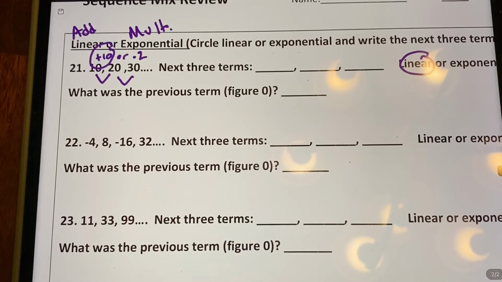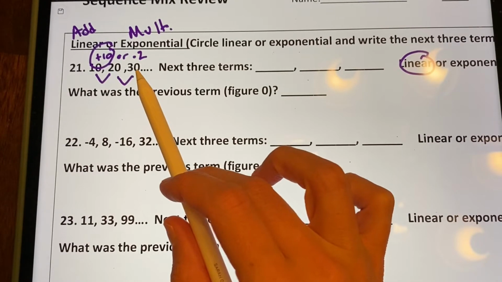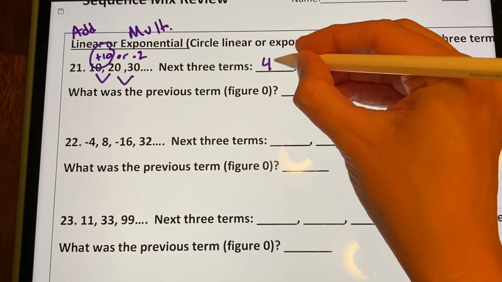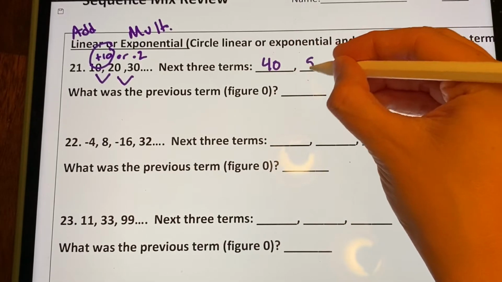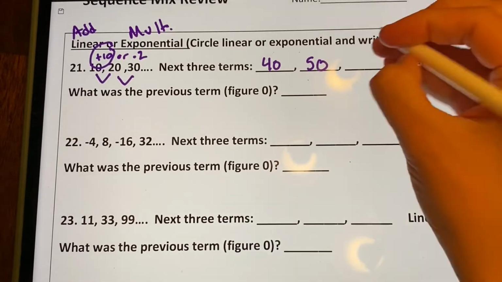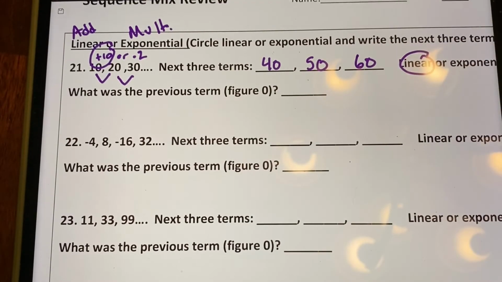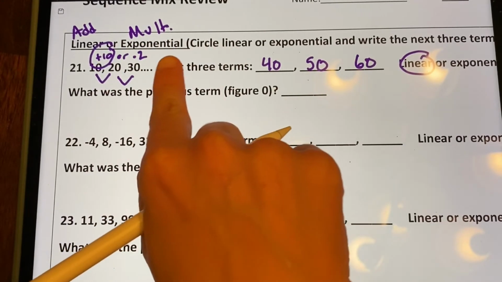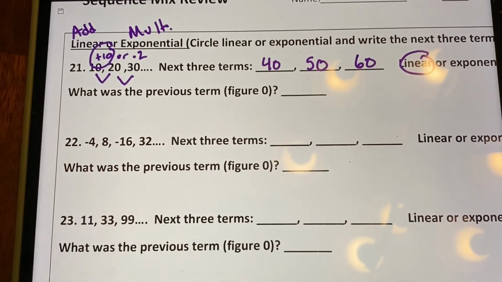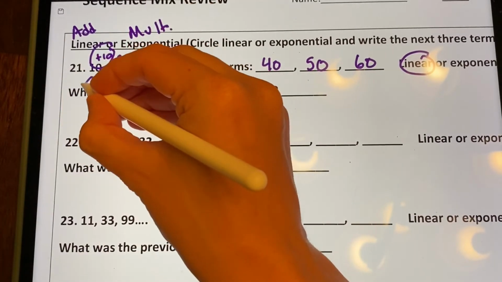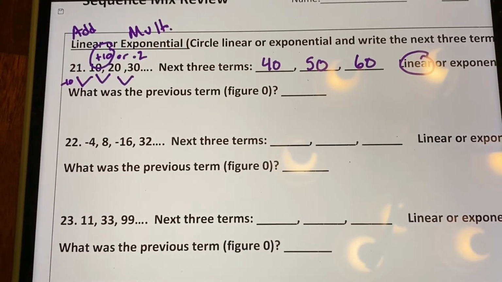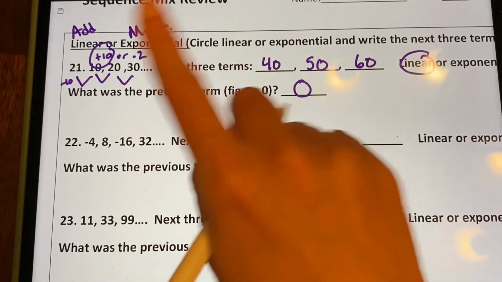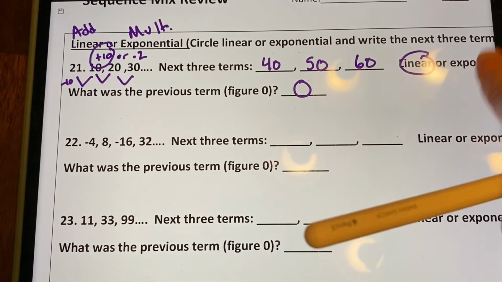So the next one would be what comes after 30. 30 plus 10 is 40. 40 plus 10 is 50. 50 plus 10 is 60. Okay, what would the previous term be? So if we're going from left to right and we're adding 10 each time, to go backwards, we need to subtract 10. So 10 going backwards minus 10 would be 0. Okay, so again, if you're adding, it's linear. If you're multiplying to find each thing, it is exponential.